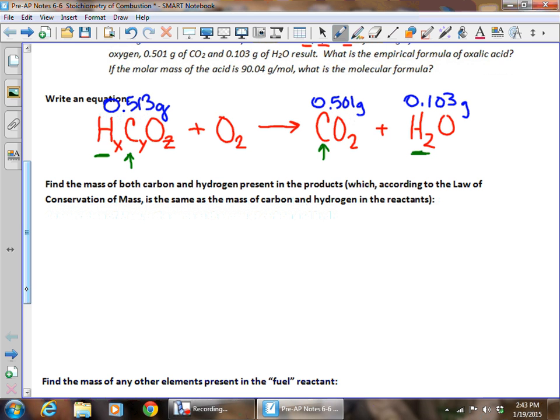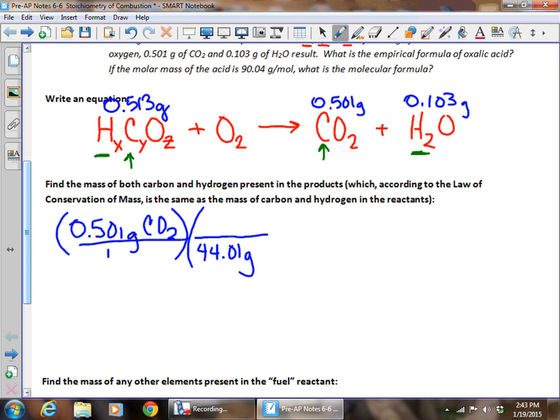Let's start with our CO2. We've got 0.501 grams of CO2. And we want to figure out how much carbon is in that. We know that the molar mass of CO2 is, if we add it up, 44.01 grams of CO2 per mole. And now we're going to use a slightly different type of ratio this time. Think about it. If we have one CO2, that tells us we have one C and two O's, right?